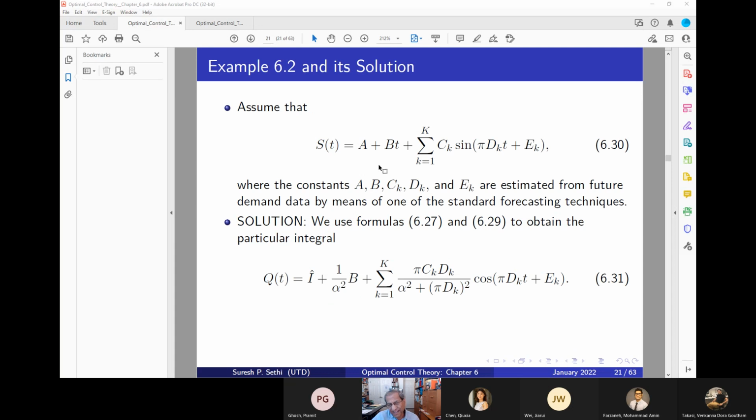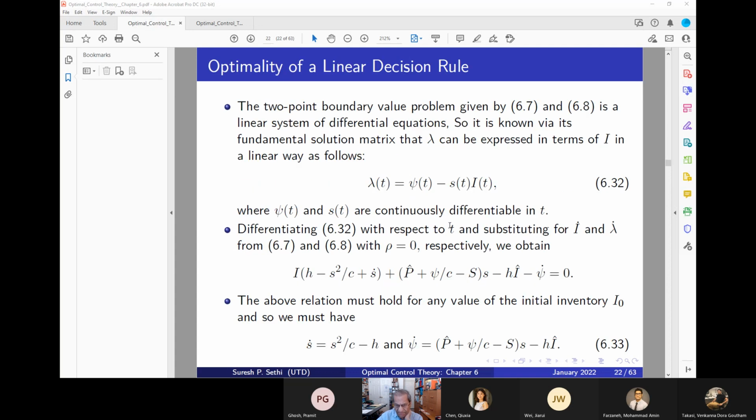If you have a more complicated case, let me see now. If we have a demand which is also growing this way with a sinusoidal component, and there's an upward drift to that, again there is an integral that's available to us, so we can solve this problem for any kind of S.